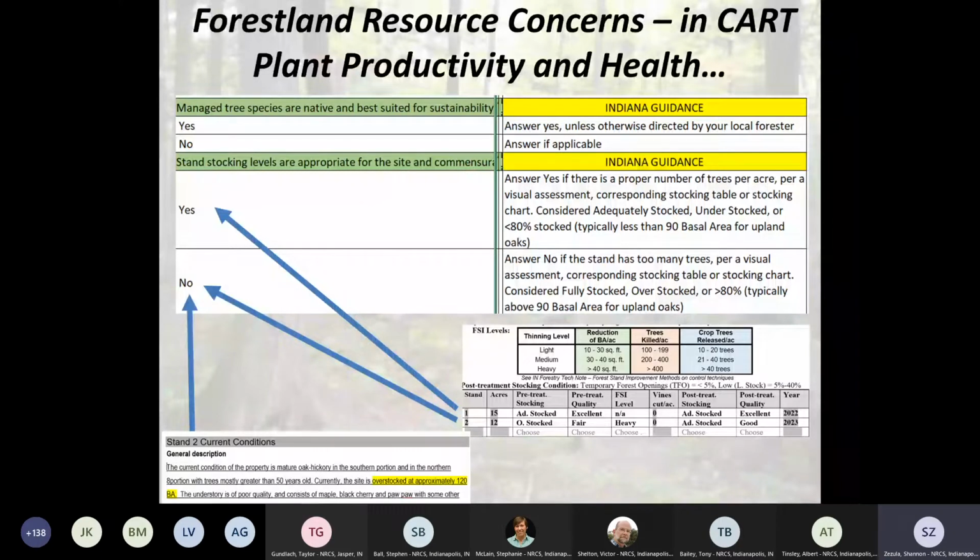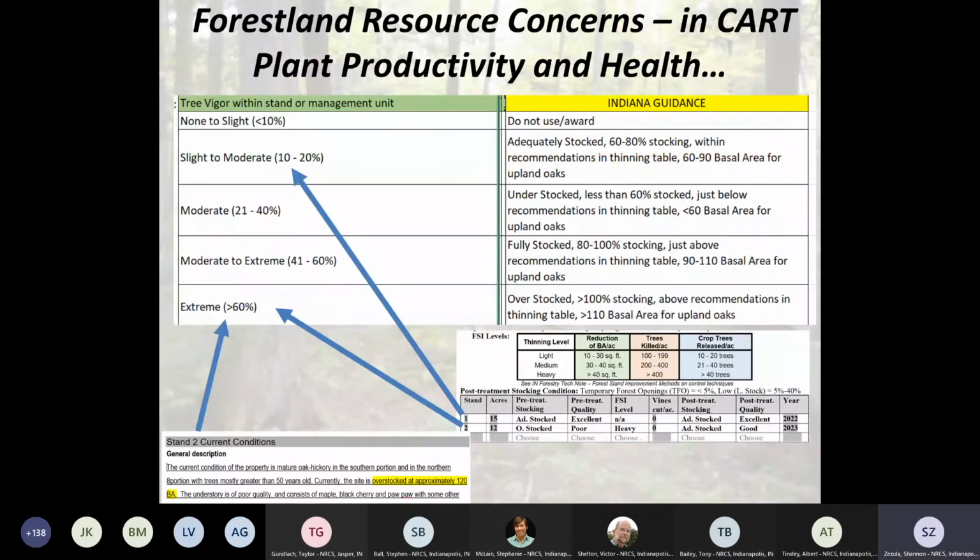Stand number 2, however, is overstocked. It's only of fair quality. Needs a heavy forest stand improvement. And so we're going to say that currently no, stand stocking levels are not appropriate for the site. Likewise, you may have a forest management plan that has more of a narrative, one that's not developed by our partners at the DNR. Again, there's an example of a narrative that would put you into this category.